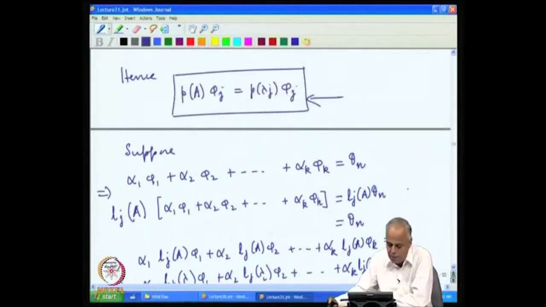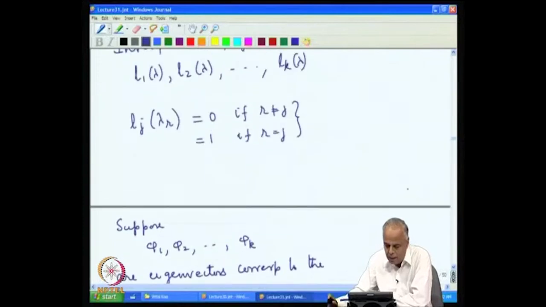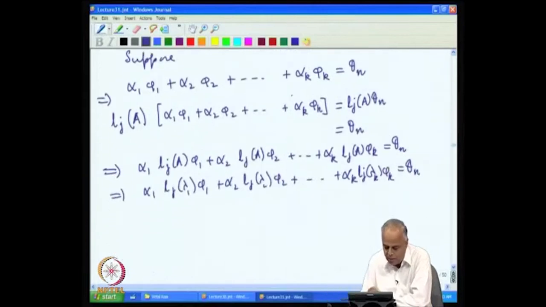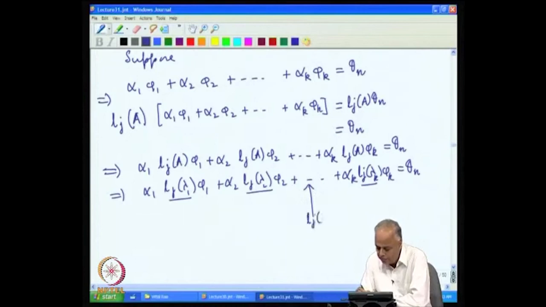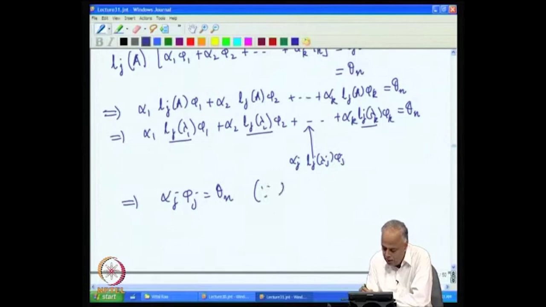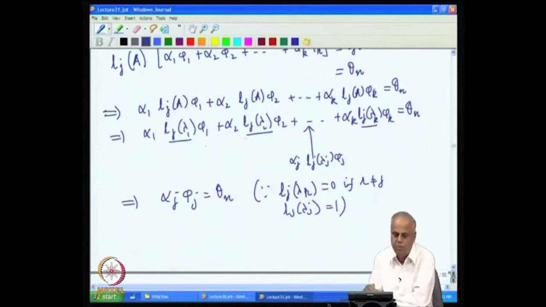Now, what is the property of these L_j's? The L_j's are such that they light up only at lambda j, and at lambda 1, lambda 2, up to lambda j minus 1, they take the value 0. So, therefore, L_j(lambda 1) will be 0, L_j(lambda 2) will be 0, and the only term that will survive will be L_j(lambda j). Because L_j(lambda j) is 1, this will become simply alpha j phi j equal to theta n, because L_j(lambda r) is equal to 0 if r is not equal to j, and L_j(lambda j) is equal to 1. If you use those, you get this.